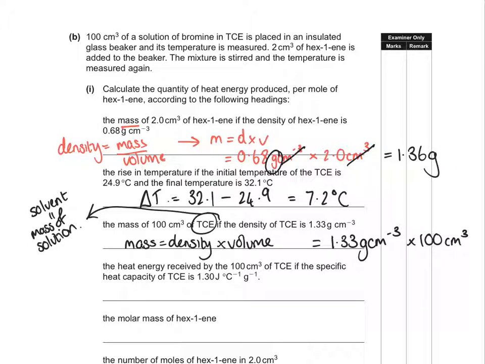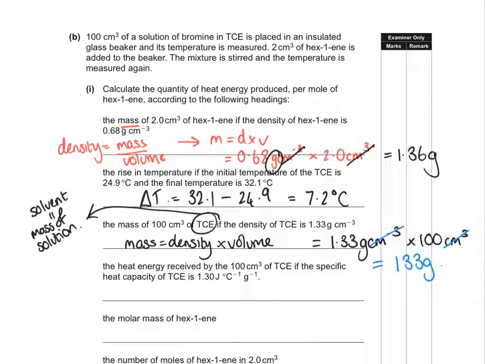Again, you need to check that your volumes are in the correct, or in the same units, your density in grams per centimetre cubed and your volume in centimetres cubed. If one of them was in decimetres cubed, you would have to change them so they're both in the same units. Again, those units cancel out, and so you're left with a mass of 133 grams.